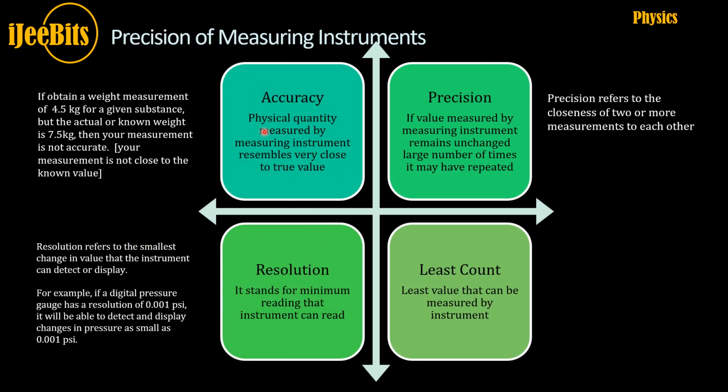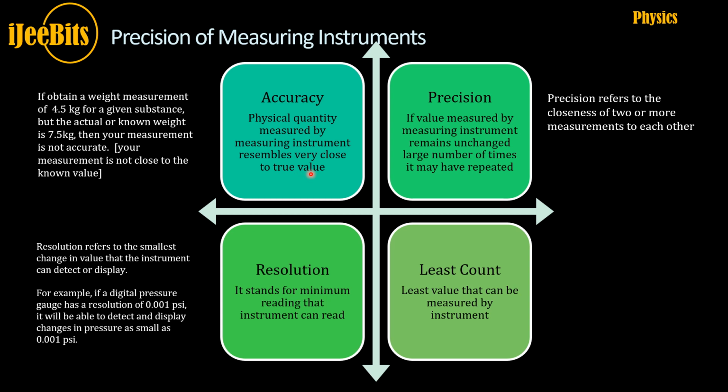let's look at a few definitions: accuracy, precision, resolution, and least count. Accuracy means the physical quantity measured by the measuring instrument resembles very close to the true value. This is nothing but accuracy. You have to understand, right? Physical quantity measured by the measuring instrument resembles very close to the true value.